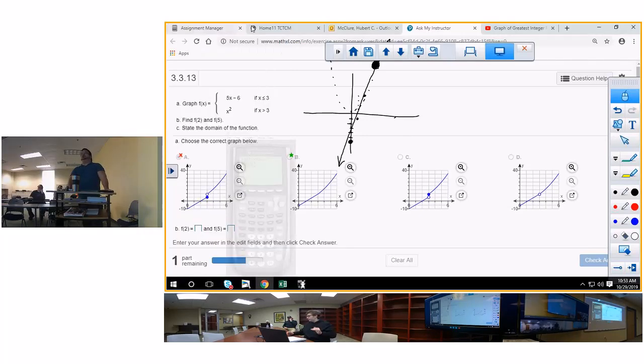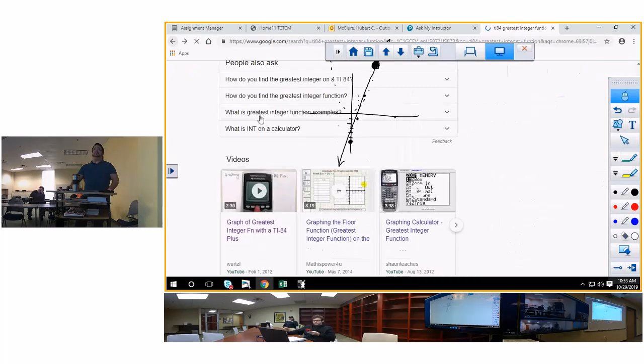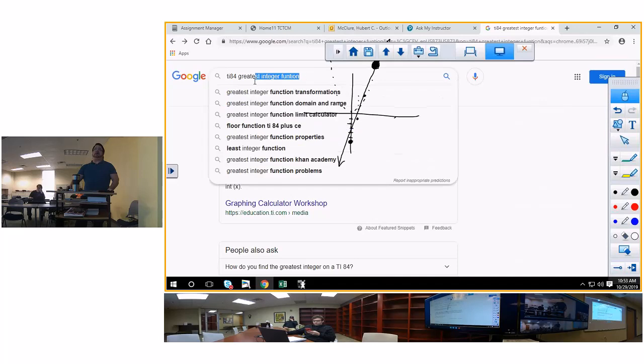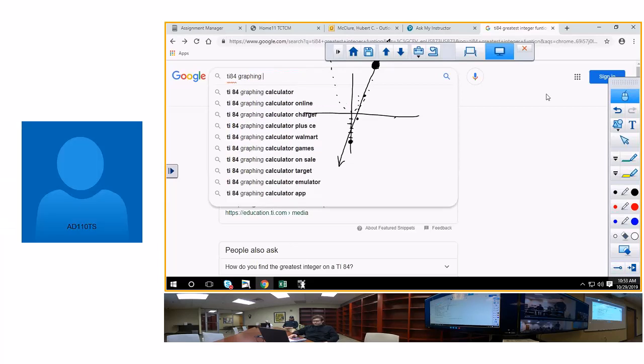So what you want to do is go to, and I know y'all don't have access to this, but maybe you might can find a bootleg way to get onto Google and maybe type in TI-84 and type in piecewise graphing.